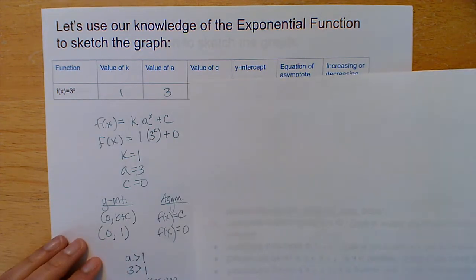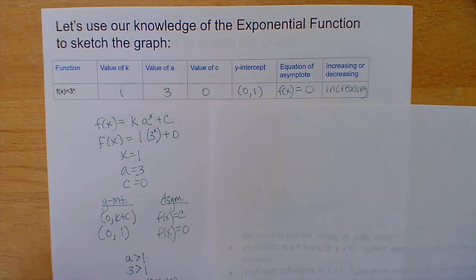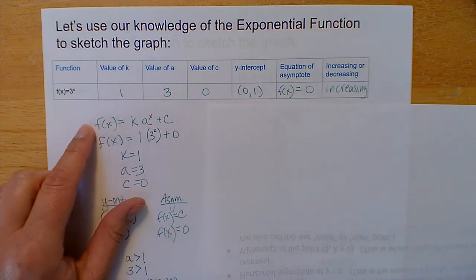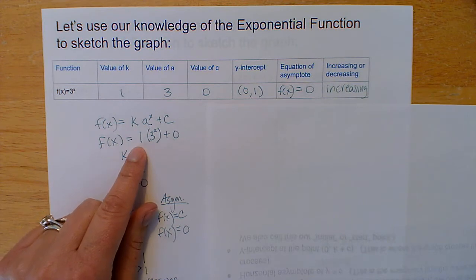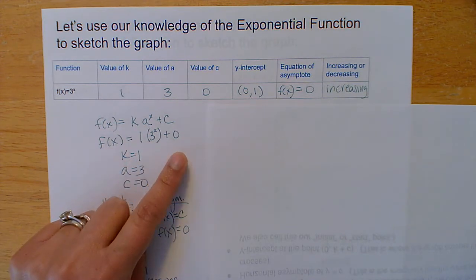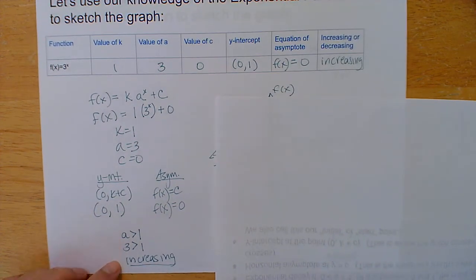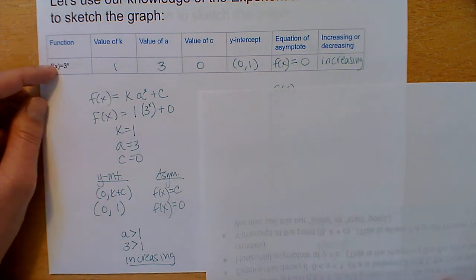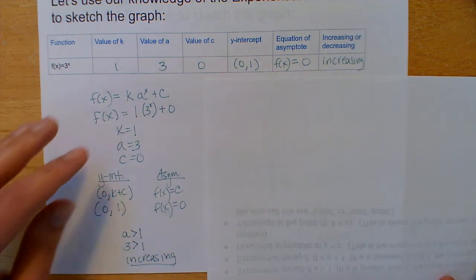So the first thing that we have to find is all of the information that we found before, and that is going to be our a, k, and c. So I just wrote f of x equals k times a to the x plus c. Then I filled in our missing information. We were missing the 1 and the 0. So k is 1, a is 3, and c is 0. I calculated our y-intercept to be 0, 1. Our horizontal asymptote to be x equals 0. And then, because 3 is greater than 1, it's increasing. We did this example. This was the very first one that we did in the table. I just wanted to review it one more time in case you paused the video.